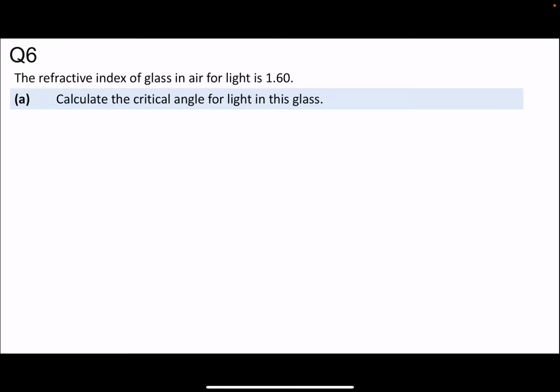In question 6, the refractive index of glass in air for light is given as 1.60. Calculate the critical angle, and using the formula n equals 1 over sine c equals 1.6, you can calculate the critical angle as 38.7 degrees, or you can leave the answer as 39 degrees. Both answers are accepted.